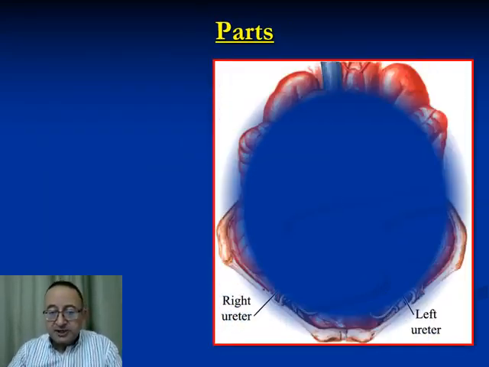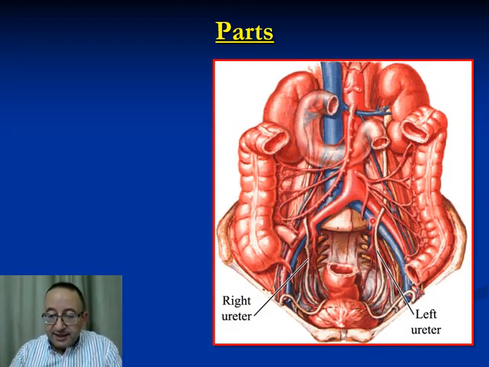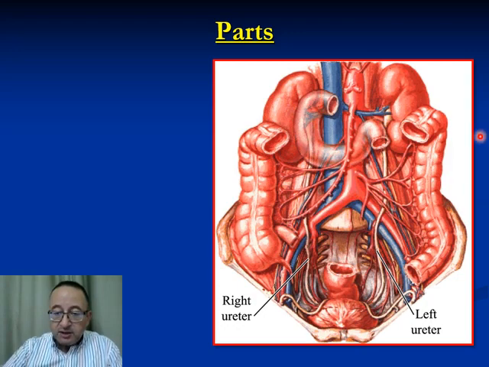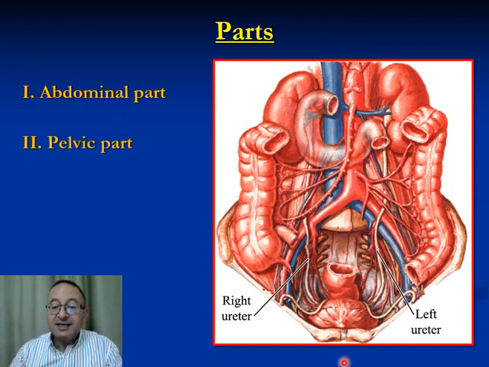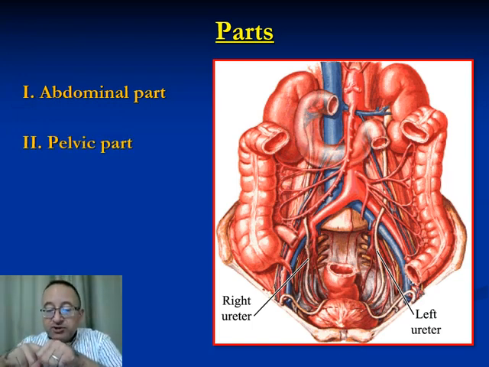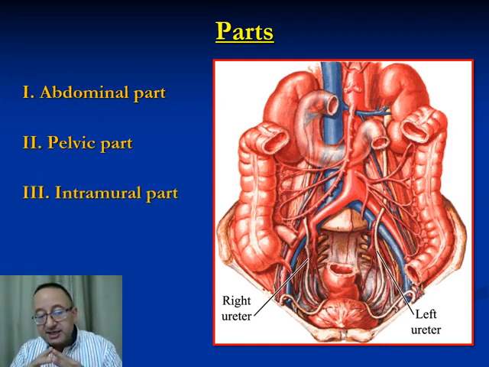What are the parts of the ureter? Look at this picture. Yes, this part lies inside the abdomen, so it is called the abdominal part. This part lies in the pelvis, so it is called the pelvic part. The last part passes through the wall of the urinary bladder, so it is called either the intramural part or the interstitial part.